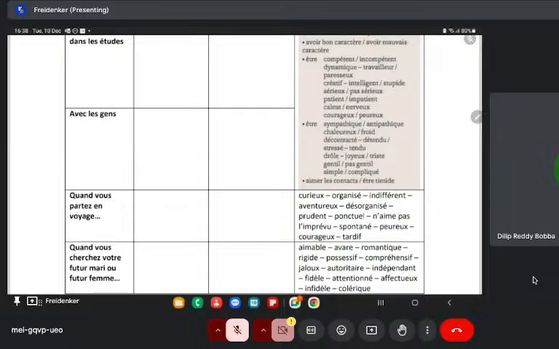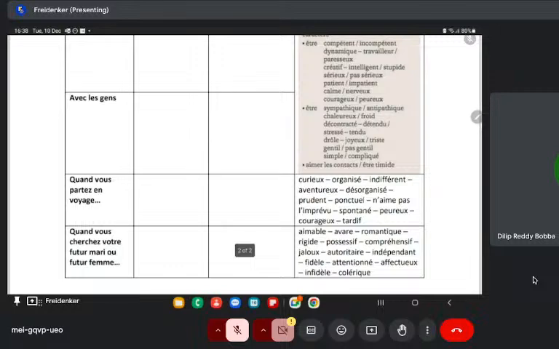Décontracté is relaxed. So if I say il est décontracté, it means he's relaxed. Even détendu, détendu is also relaxed. The opposite is stressé or tendu. So opposites: décontracté, détendu, relaxed; stressé and tendu are stressed. Drôle, I think you must have seen it before. Drôle is funny. Joyeux is happy or joyful. Triste is sad. Gentil is kind. Pas gentil is not kind. Simple is simple. Compliqué is complicated.